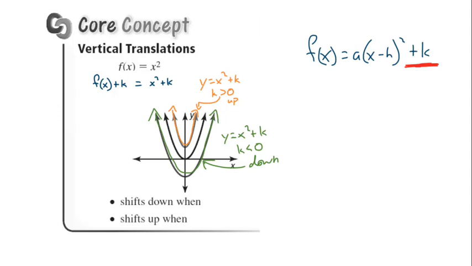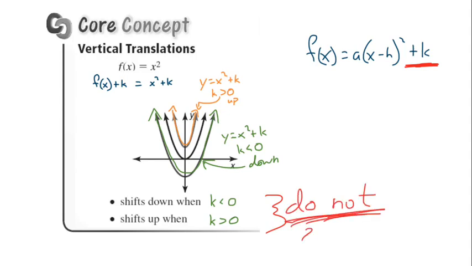So it shifts down when k is less than 0, and it shifts up when k is greater than 0. And just like the h, we flipped it. This is do not flip. Because everything inside is x and backwards, everything outside is y and normal. This is outside, so you do exactly what it says. All right, let's keep rolling.